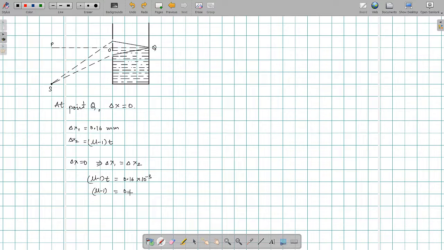Now T is the thickness, which is given as 10 centimeters, so we can calculate mu minus 1 equal to 0.16 into 10 to the power minus 3 upon 10 centimeters, that is 10 into 10 to the power minus 2. So this comes out to be 0.0016. So mu will come out to be 1.0016.